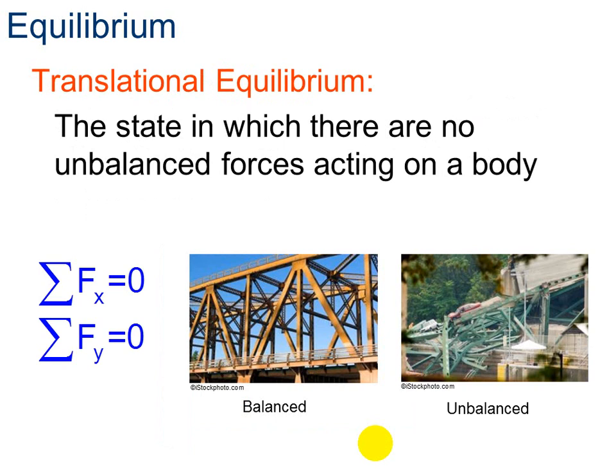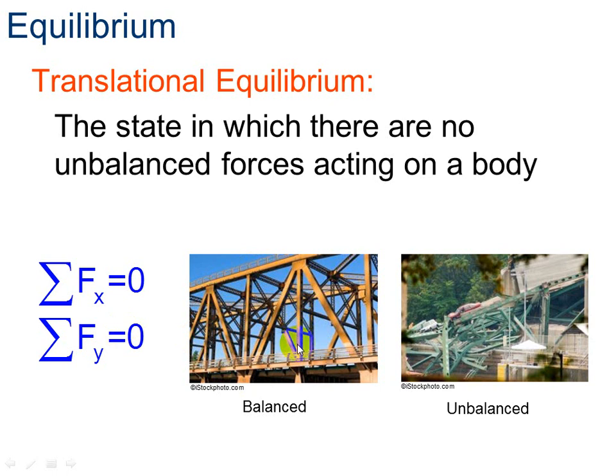So the state in which there are no unbalanced forces is called translational equilibrium. So everything is balanced. You see this bridge that's static, it's staying here, people can drive on it, nothing bad is going to happen. That's because the sum of the forces in the x direction, or from the left and the right, based on our free body diagram work, is equal to zero. And the sum of the forces in the y direction, which we talked about in our free body diagrams, is also equal to zero. So the up and down forces are exactly the same and they're balancing each other out. So this is considered an equilibrium, or static, and this is a good bridge.